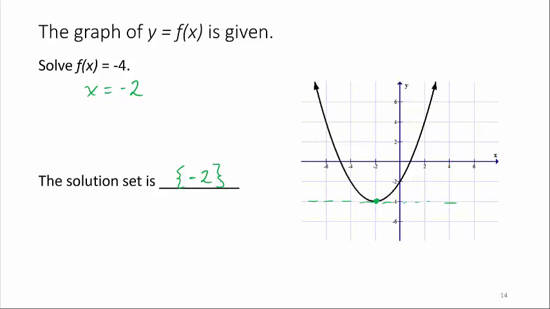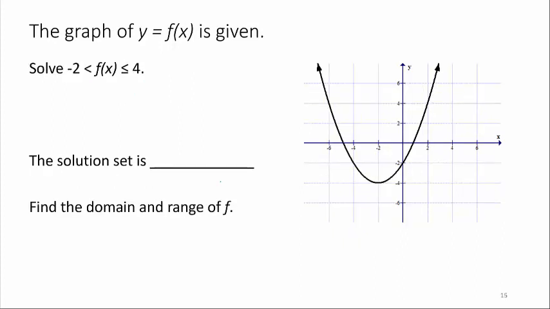So we may have a value, like if I picked a value of f of x equal 4, we would have had two solutions to that. So it's okay for it to have more than one, but in this case it only intersects in one place, at x equal -2. So now I want to solve a three-part inequality graphically.